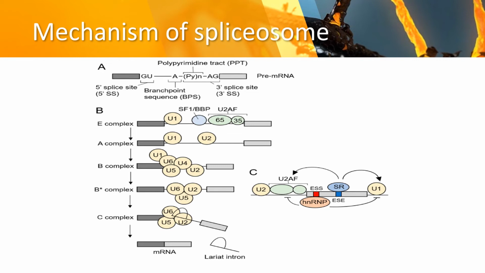After the attachment of U5, U4 and U6, the U1 and U4 proteins get out of the mRNA, and thus the U5, U6 and U2 complex helps in cleavage of the intron and binding of the two exons. So this makes a lariat structure, which is also known as a lariat intron.